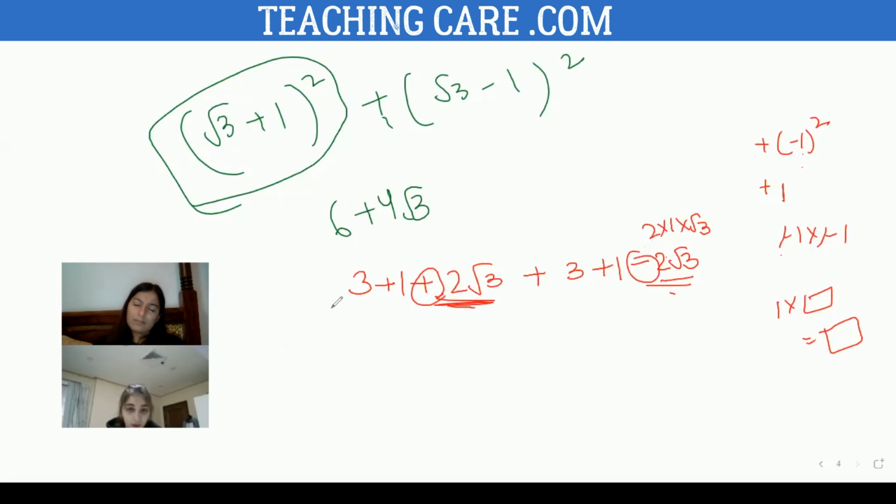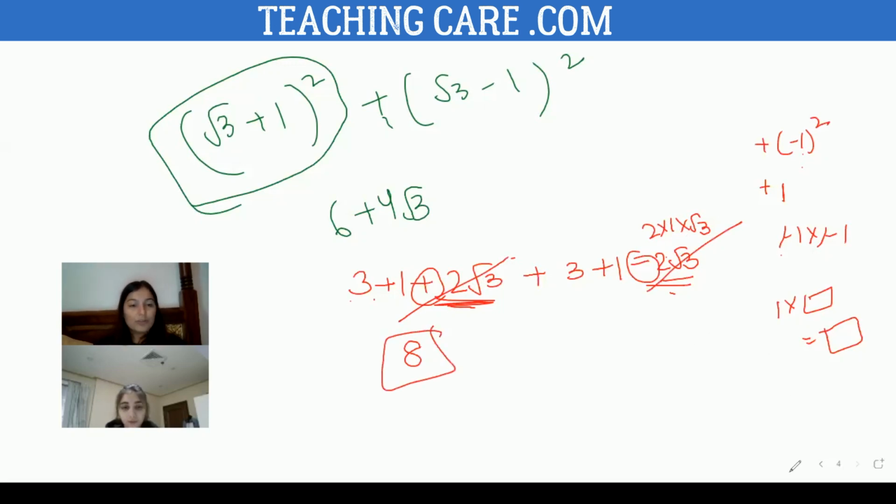Okay, so we would group the 3 and 3 together, which would give us 6, and then plus 2, which is 8, and then the 2 square root of 3 and the negative 2 square root of 3 would cancel out. Yes. So the answer would be 8.